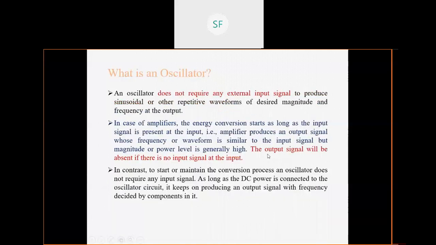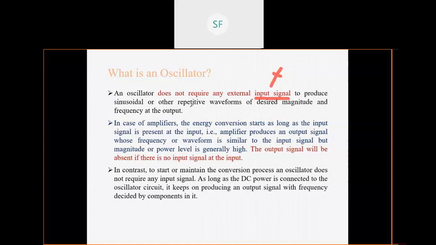Now we will proceed. There are a few points which we have already discussed, and I will just read them out for you. So an oscillator does not require any external input signal. We have already understood that in an oscillator the input signal is not present, so it is also mentioning the same. An oscillator does not require any external input signal to produce sinusoidal or other repetitive waveforms. Other repetitive waveforms are nothing but waveforms which are not sinusoidal.